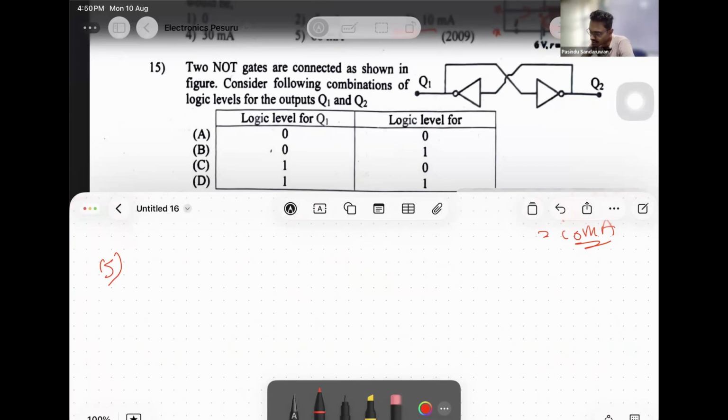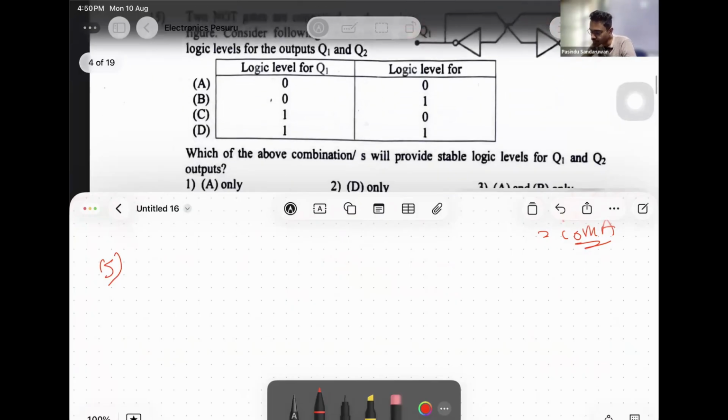Two NOT gates are connected as shown in figure. Consider the following combinations of logic levels for Q1 and Q2. Which of the above combinations will provide stable logic levels? Okay. Stable logic levels means they should not be invalid cases.